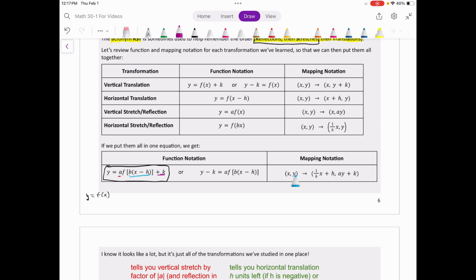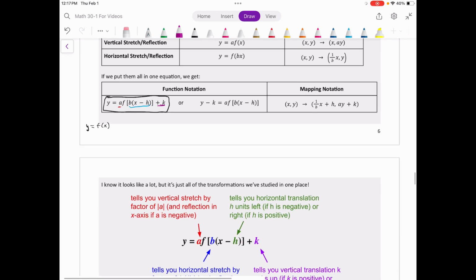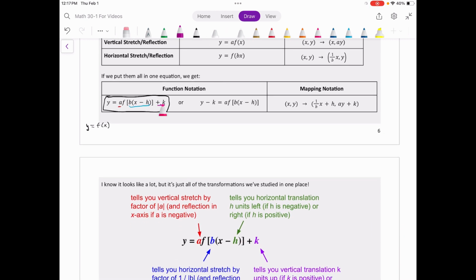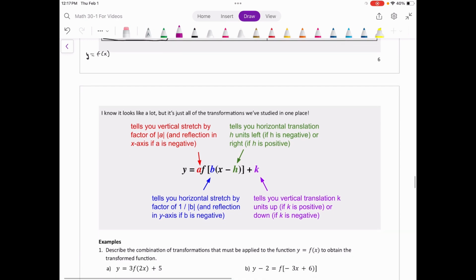For y, well, a vertical stretch, we multiply the y by a, and then for the vertical translation, we add k. So do both of those, you get that y becomes a times y, multiply it by a, and then add k. So that's just taking all of this and putting it into one spot. I know it kind of looks like a lot, I know this maybe looks a little intimidating, but it really is just all we've talked about in one spot. So there it is.